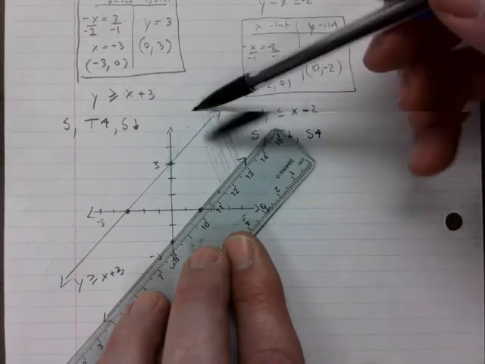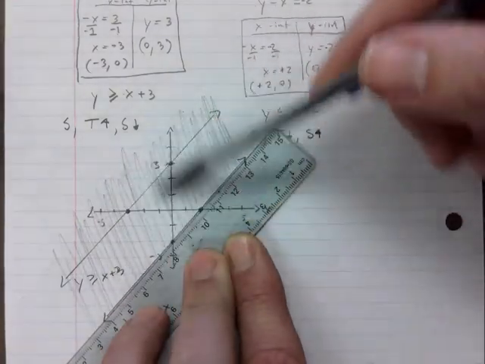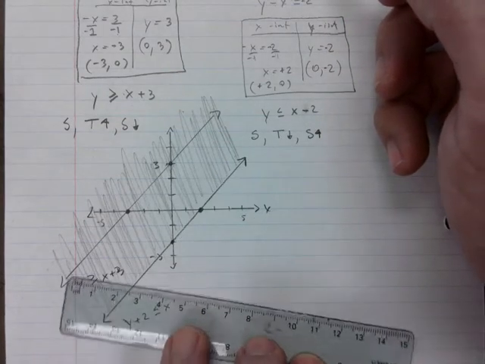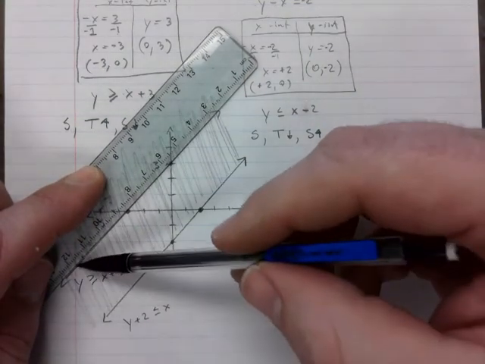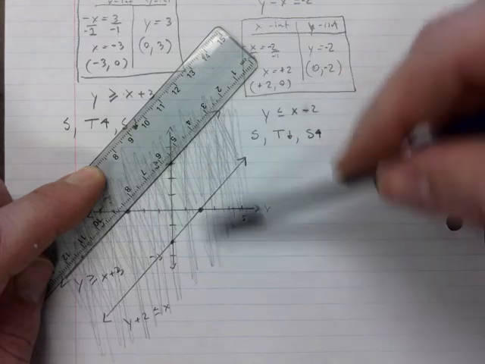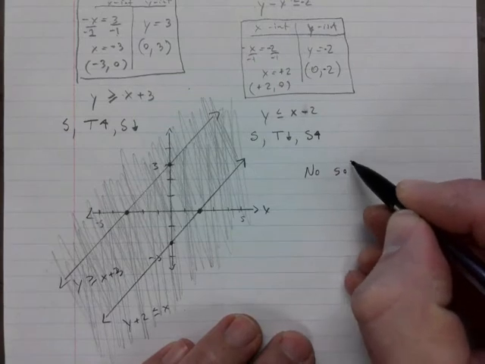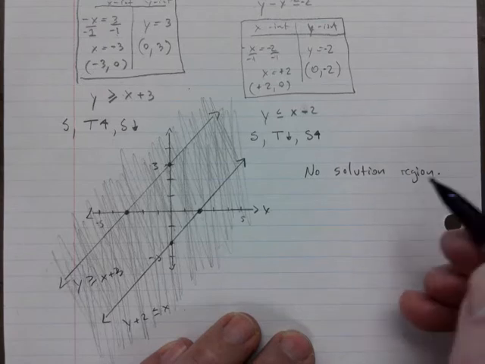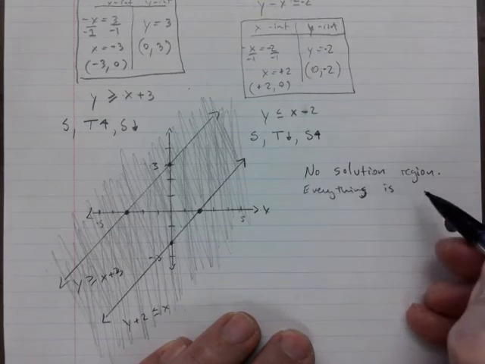So what's happening here? This one we shade below. So this one, in fact, will have no solution region. Because if you think about it, everything is going to be false. No solution region. Everything is shaded.